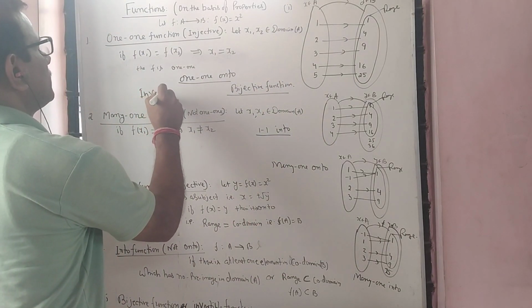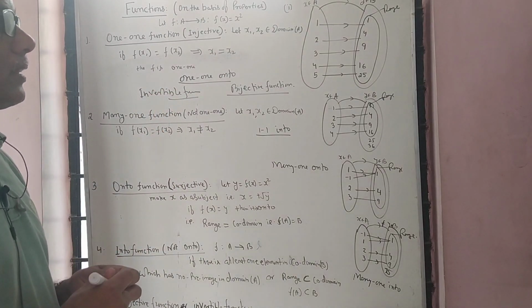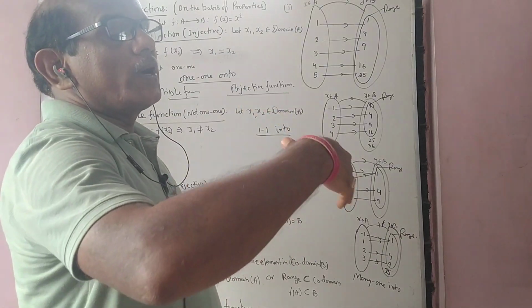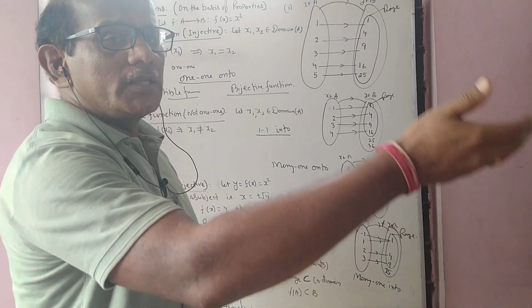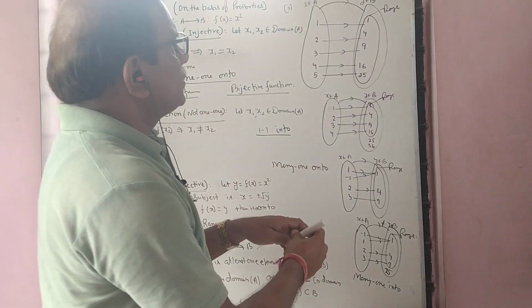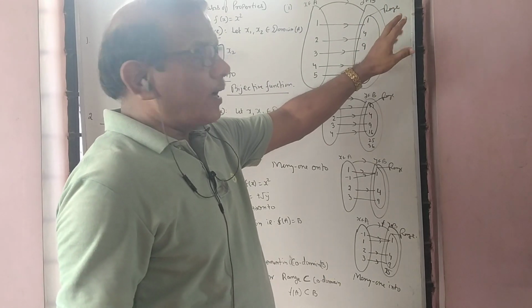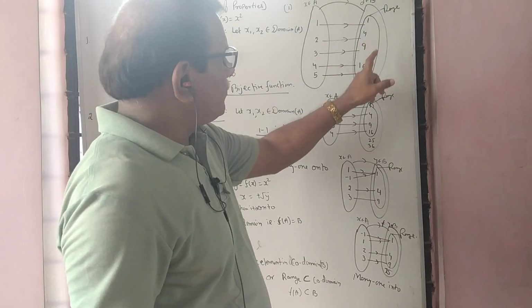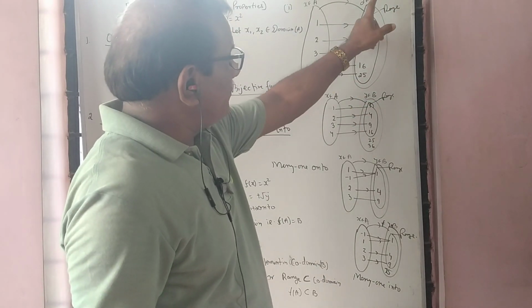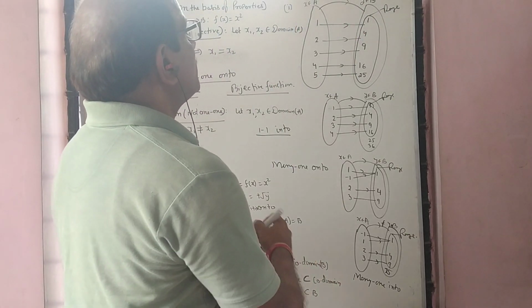Invertible function. What is an invertible function? The function which is defined from A to B as well as B to A. The function which is defined from A to B, so the rule will change. A to B, then A is the domain, B is the codomain. B to A, then the rule will change here. Then B will be the domain and A is the codomain. But the rule will change.